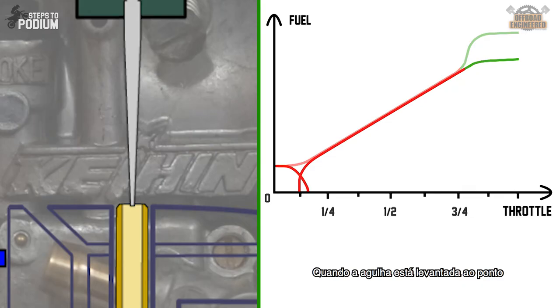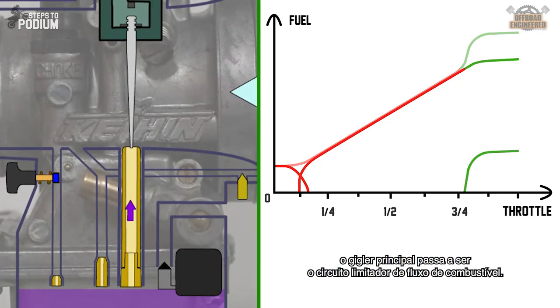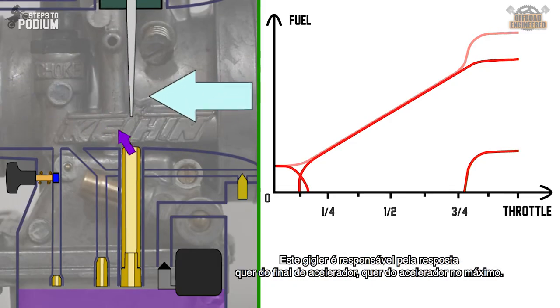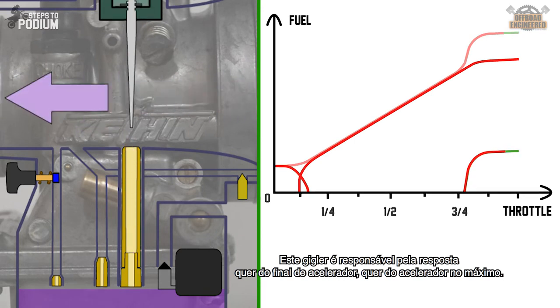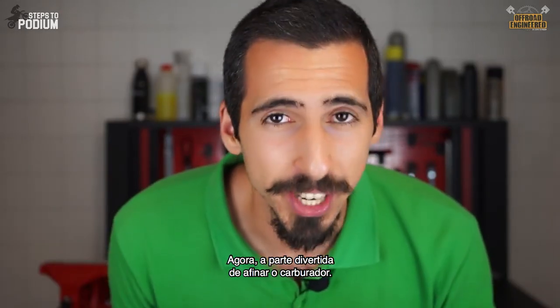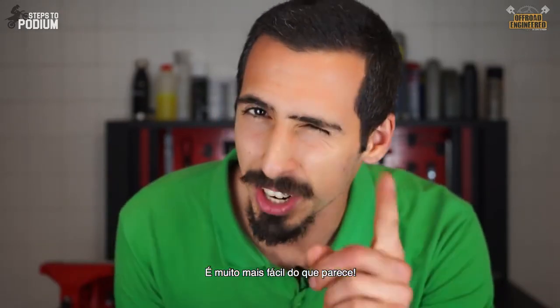When the slide is high enough so that the needle is no longer blocking the needle jet, the main jet becomes the limiting system for fuel flow. This jet is responsible for the end of throttle response and full throttle. Now comes the fun part of jetting your carb to your liking. It's a lot easier than you might think.